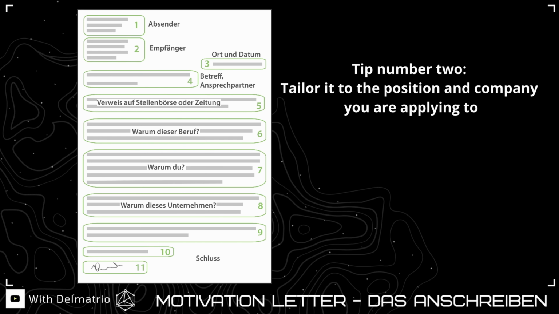Tip number 2, tailor it to the position and company you are applying to. Your motivation letter should be specific to the job or program you are applying for. Research the company or organization and try to understand its values, mission, and the specific requirements of the position. Then make sure to highlight how your qualifications and experience align with those requirements.